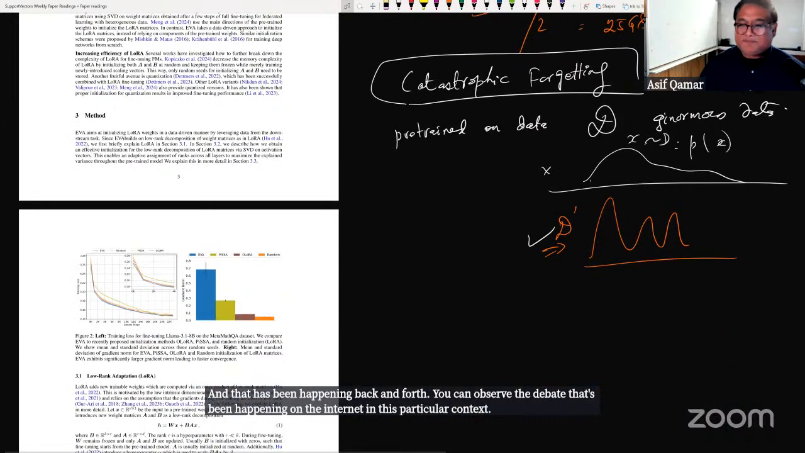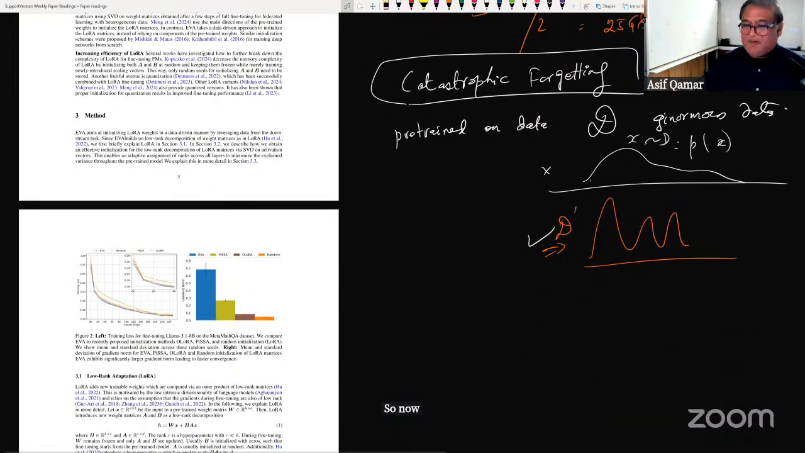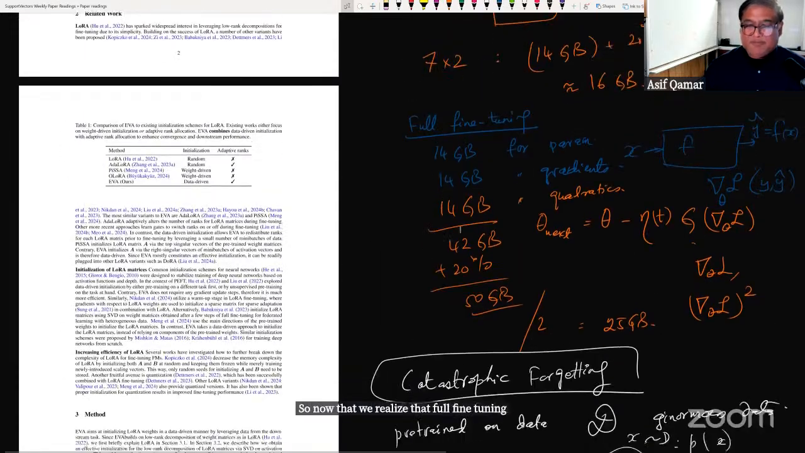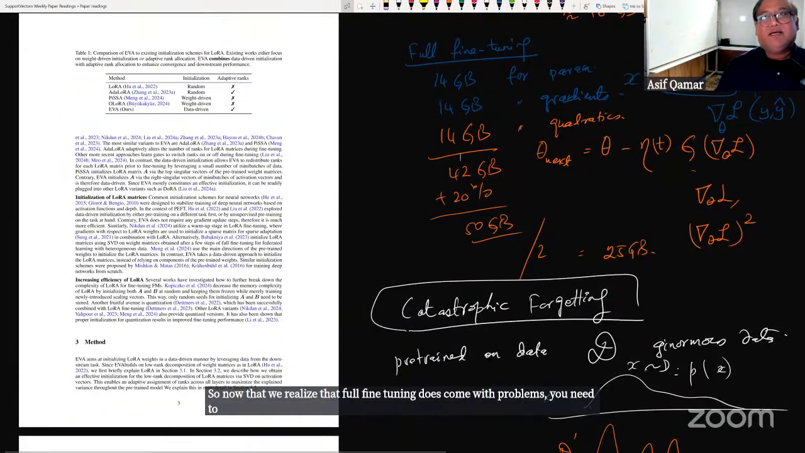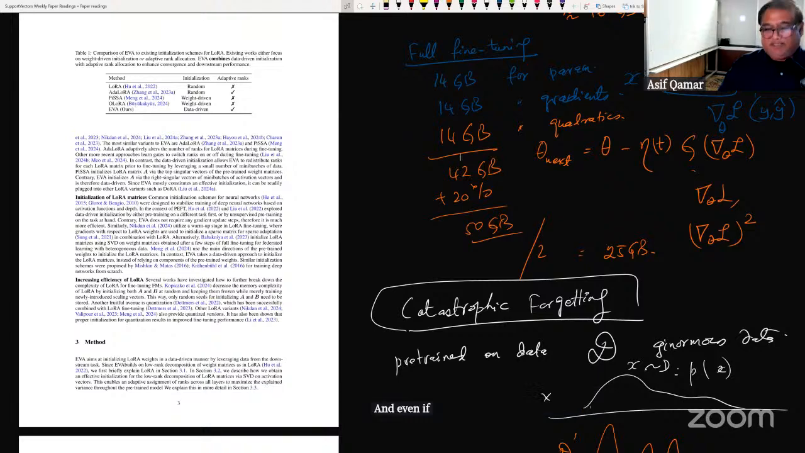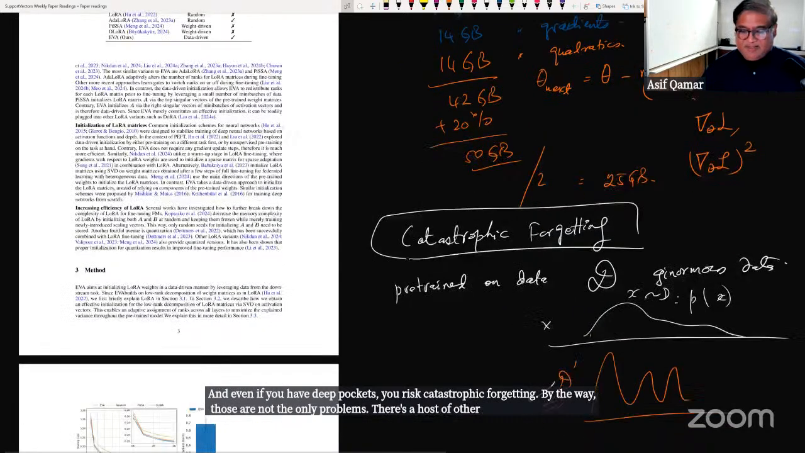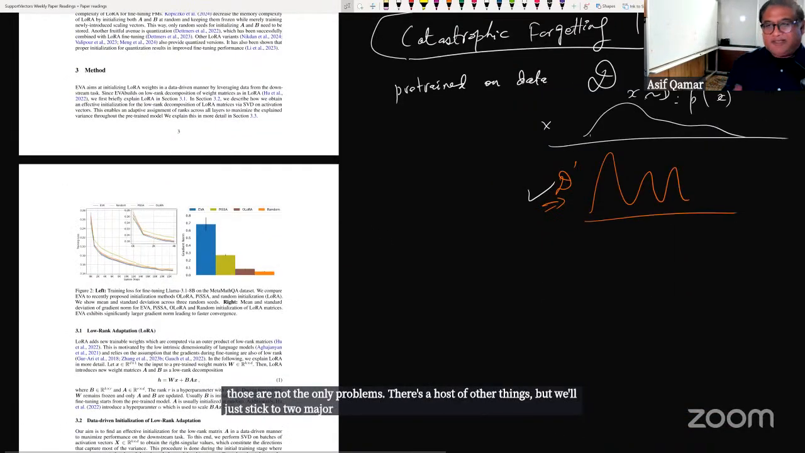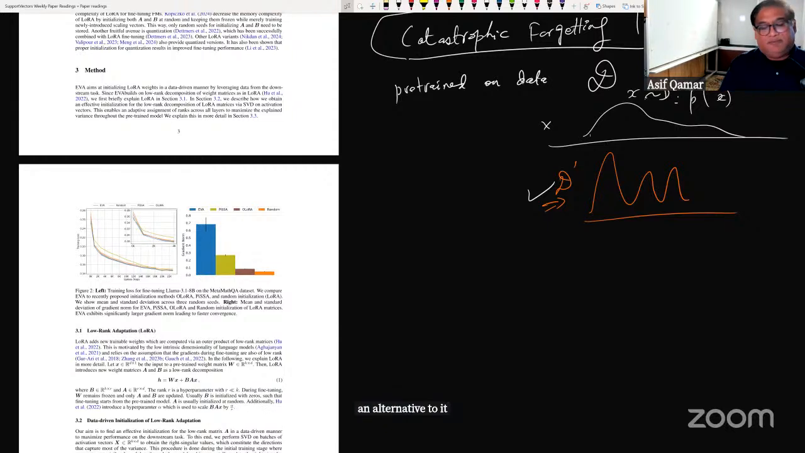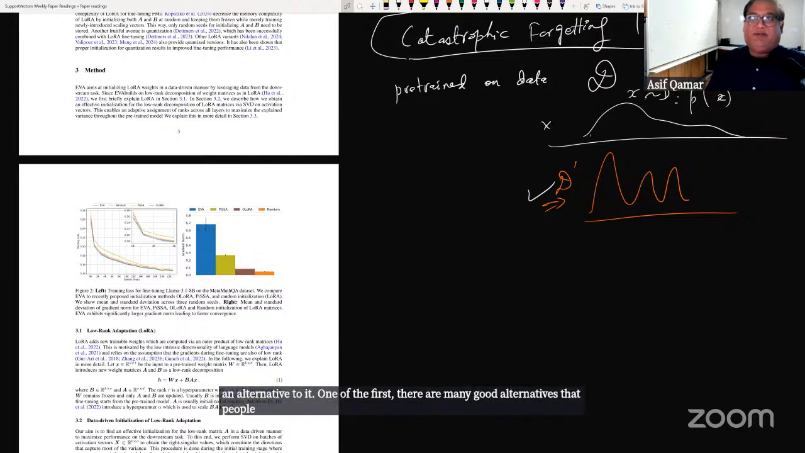So now that we realize that full fine-tuning does come with problems, you need to have deep pockets. And even if you have deep pockets, you risk catastrophic forgetting. By the way, those are not the only problems. There's a host of other things, but we'll just stick to two major problems. Now let's come to an alternative to it. There are many good alternatives that people found to full fine-tuning.